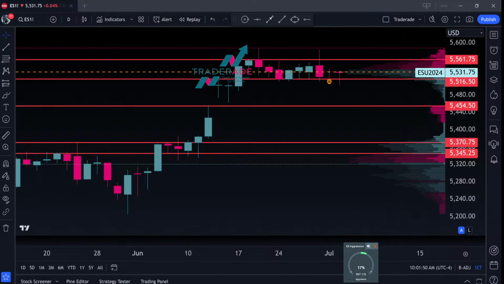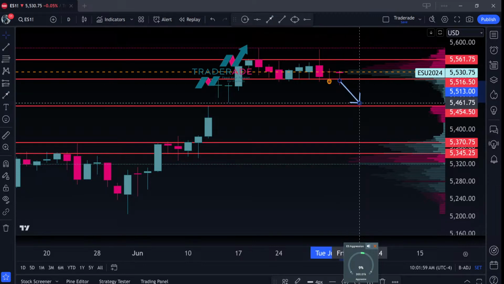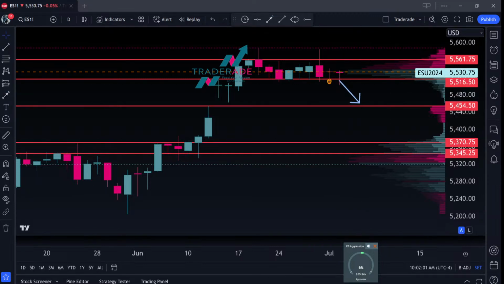But I think that the real opportunity for swings and larger fades is if we build acceptance into this low volume node below 55.1650, then I think we have potential maybe over a multi-day time frame to trace back to 54.50 on ES.